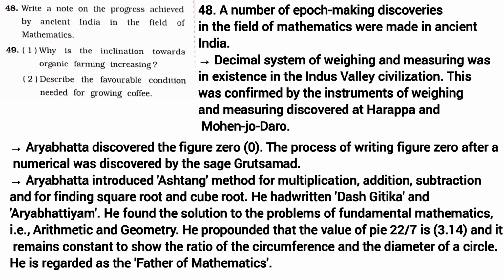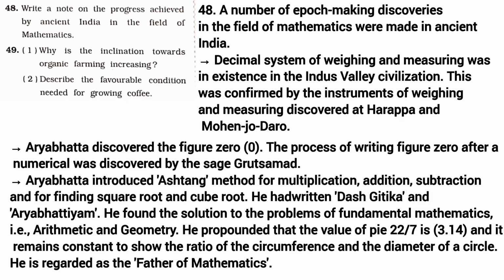Question number 48. Write a note on the progress achieved by ancient India in the field of mathematics. Answer. A number of epoch-making discoveries in the field of mathematics were made in ancient India. Decimal system of weighing and measuring was in existence in the Indus Valley civilization. This was confirmed by the instruments of weighing and measuring discovered at Harappa and Mohenjo-daro. Aryabhatta discovered the figure 0. The process of writing figure 0 after a numerical was discovered by the sage Gruth Samad.